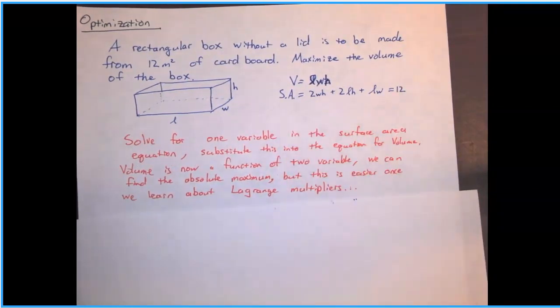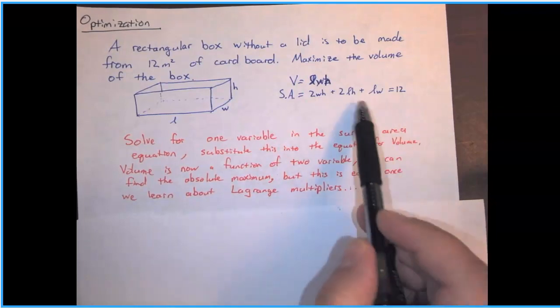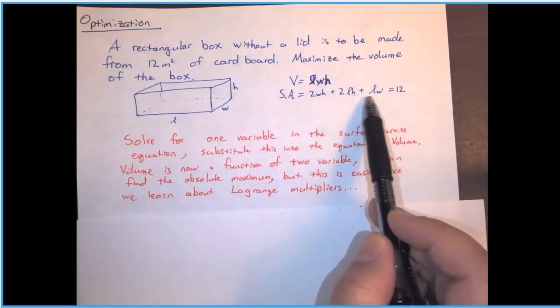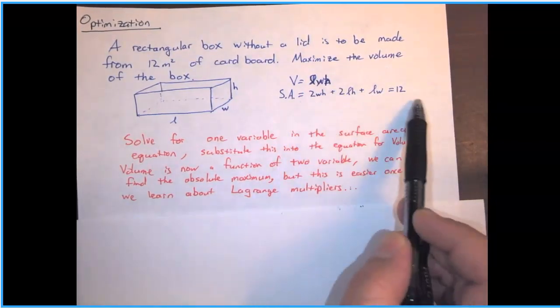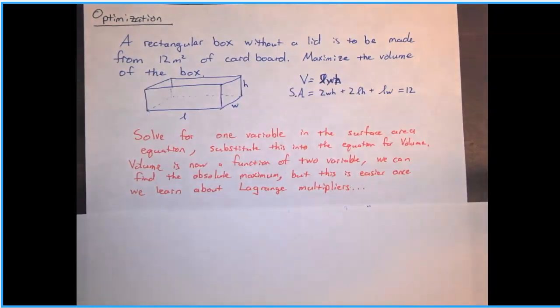It's going to be some kind of rational expression because, let's say I want to solve for L, I'd have to subtract 2WH, factor an L out here, and divide by 2H plus W. That's going to be annoying. Plug it back in here. I'm going to get something ugly. And then I have to find critical points and things like that.